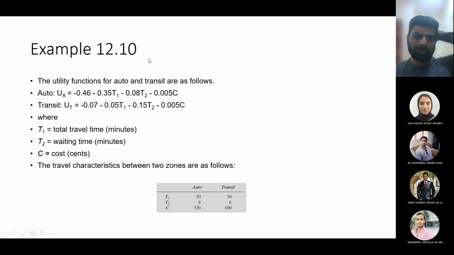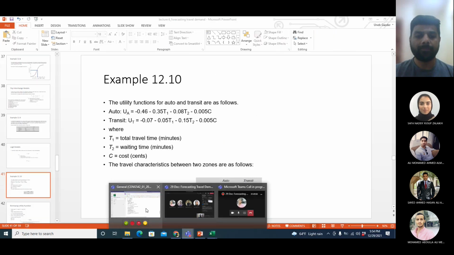Okay, so we are giving the utility functions of auto and transit. You can see it here. T1 is travel time, T2 is waiting time, and C is cost, and all of them are available in the utility functions for auto and transit. The characteristics of each mode are given here, and then we need to calculate the probability with these values of using the auto or the transit mode for each traveler. So going back.